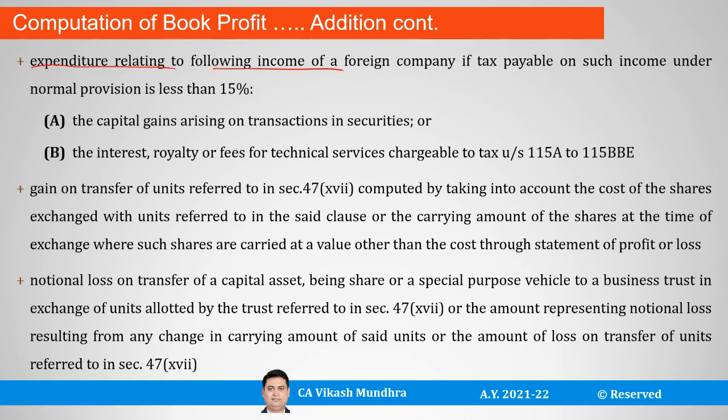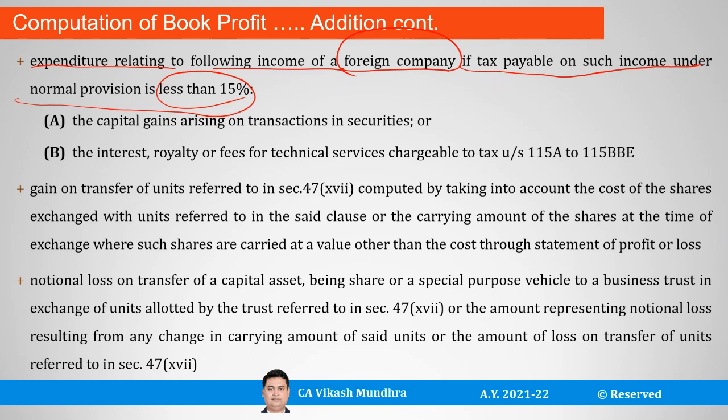Expenditure relating to following income of a foreign company, if tax payable on such income under normal provision is less than 15%. If you are a foreign company, few incomes are taxable at a rate which is below 15%. Say in case of some capital gain, it might be taxable at a rate of 10%, 5% or whatever, but the rate of tax on that income is below 15%. If this is the case, whatever the expenditure relating to that type of income, you are required to add back, and correspondingly we will reduce the respective income while discussing the reduction items.